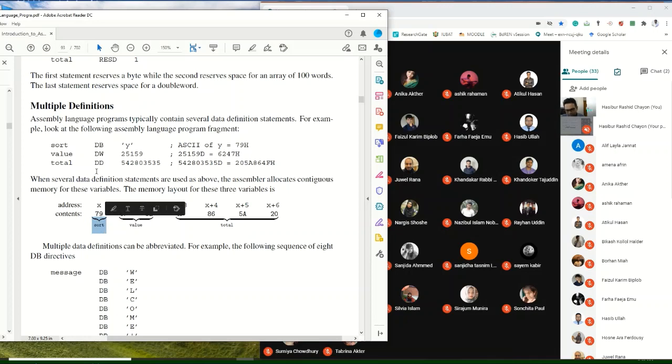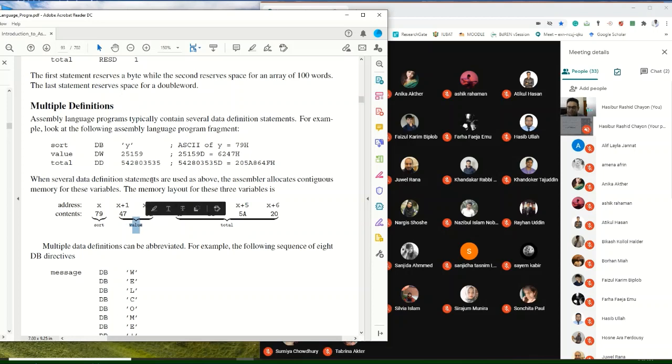In the second one, value, we have word. Word means 2 bytes. That means the second and third bytes will be the variable value. So the second and third one. As this is the initial value, if you convert it into a hexadecimal number, it will be 47 and 62. And we know that according to the rule, 47 will be stored first and then 62. That means the second byte is 47 and the third byte is 62. Fine. So that is our variable called value.